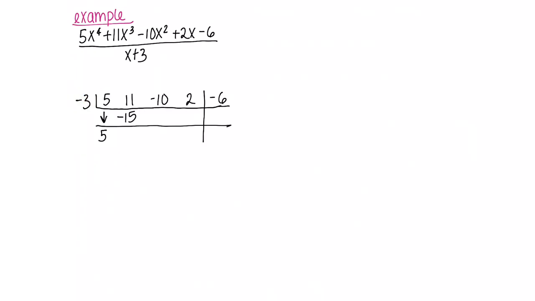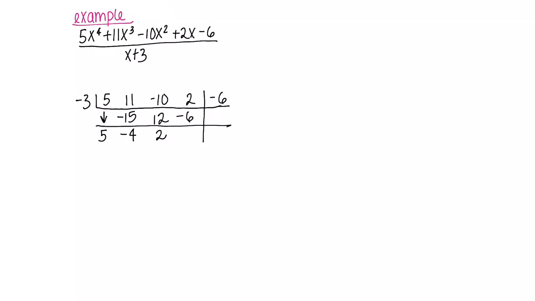11 minus 15 is negative 4. Negative 4 times negative 3, that's going to be 12. Negative 10 plus 12, that's going to be positive 2. 2 times negative 3 is negative 6.